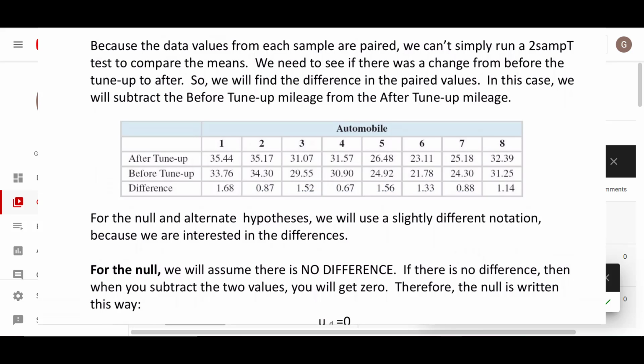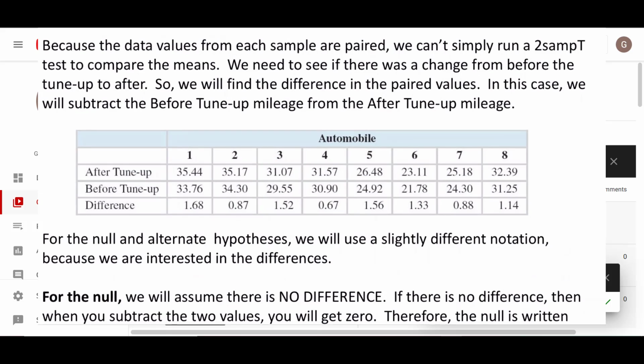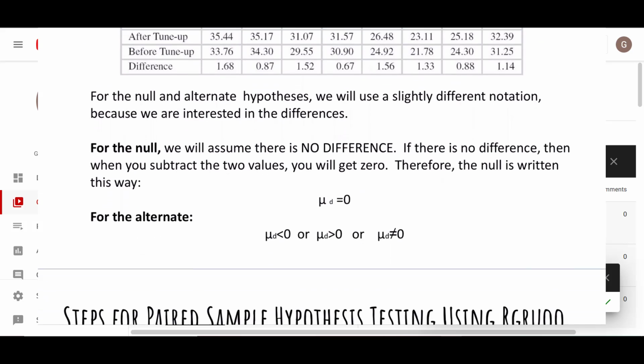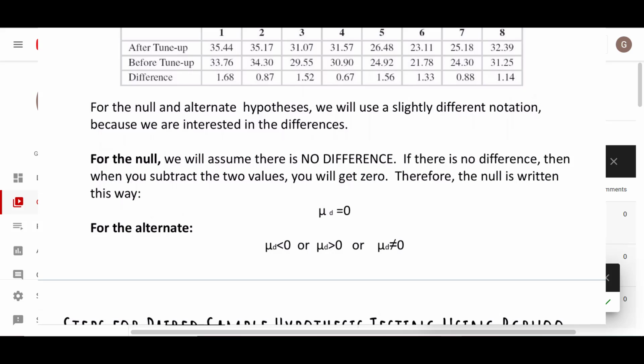So then what you would say is for the null, you would say there's no difference. Kind of like what we were saying before, when we did two sample tests, we would say for the null, mu1 equals mu2, and that would imply that there's no difference. Now, the way you write it for a paired test is a little bit different. Instead of writing mu1 is equal to mu2, you would write mu_d, standing for the mean difference, is equal to 0, because if you were to subtract the 2, you would get 0, that means there's no difference.